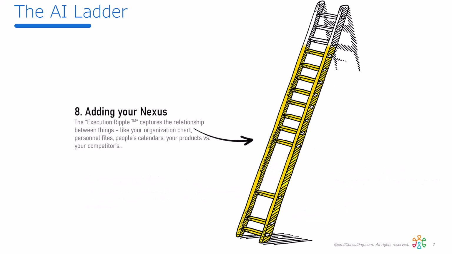The next one's an even bigger step. I'm going to say we skip all the way to rung number 8. And that's where you begin adding in your nexus. We call it the execution ripple, where when one thing happens, it impacts 5 or 6 other things in your organization, like the ripples in a lake when you throw a pebble in. So we need to capture that relationship between things. And to capture that relationship, we need things like your organization chart, personnel files, RACI, people's calendars, what your products are, what your competitions are, that kind of thing. And so that's a really big leap.